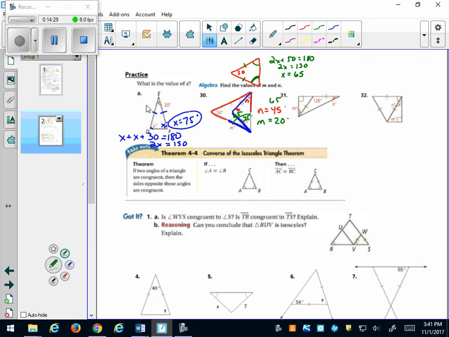All right, so you guys try these two, 31 and 32. Try them on your own, and then turn the video back on to check your answer.